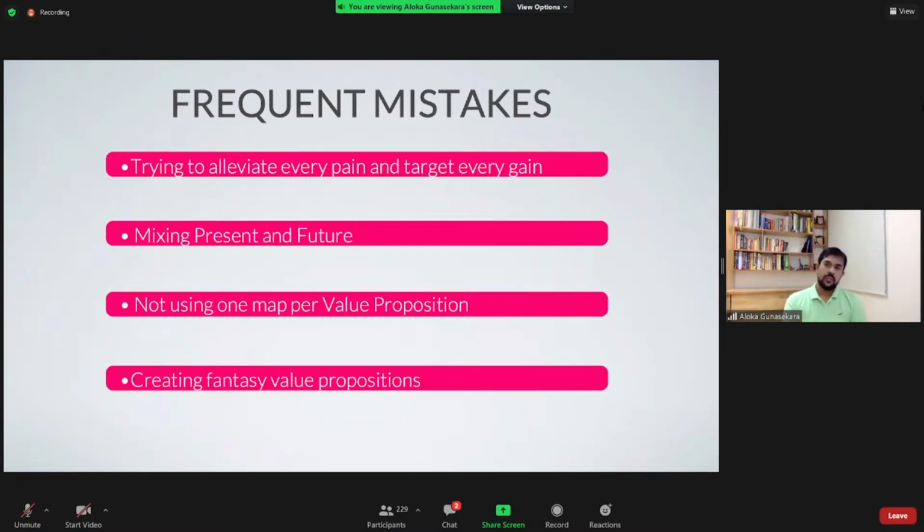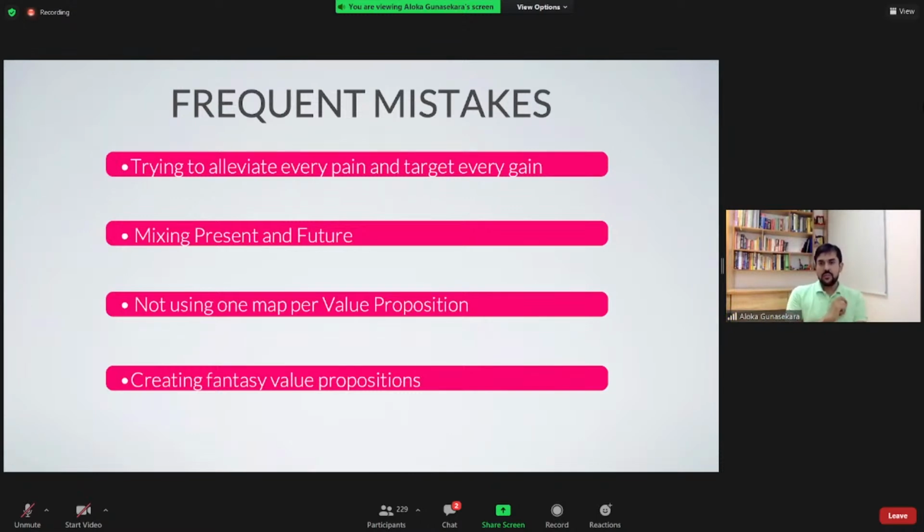You definitely have to use one map per value proposition. So if you have one customer segment and then you have one value proposition, use a single value proposition canvas, and then don't create fantasy values. This can especially happen with things like cryptocurrencies. What happens is most people buy cryptocurrencies thinking that, okay, it's going to increase, and then you have things like the rug pulls and so on and so forth, because people tend to create a lot of fantasy values about some of these things. Don't do that. Be very, very realistic when it comes to value propositions.